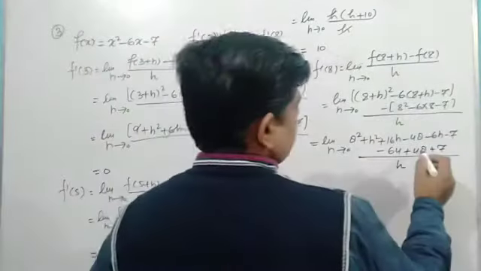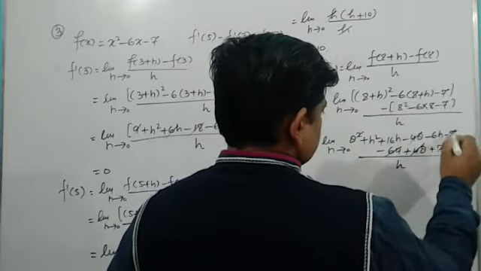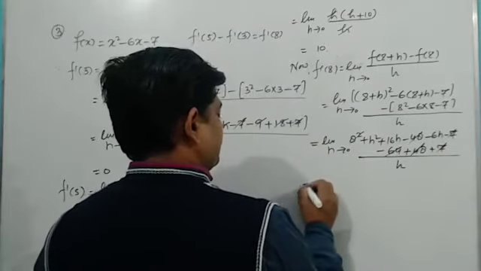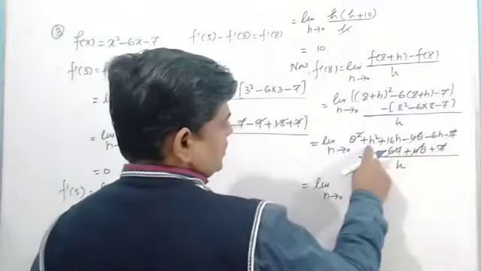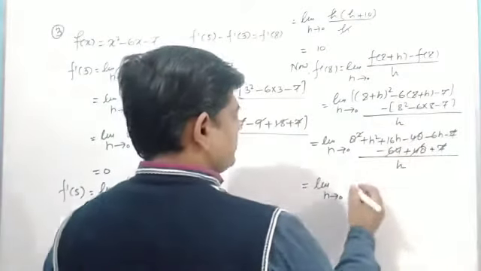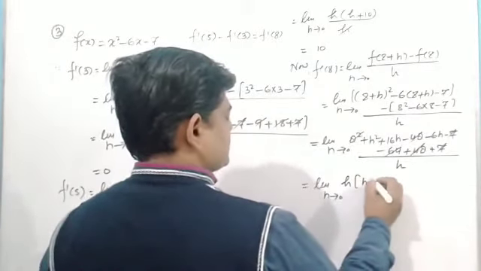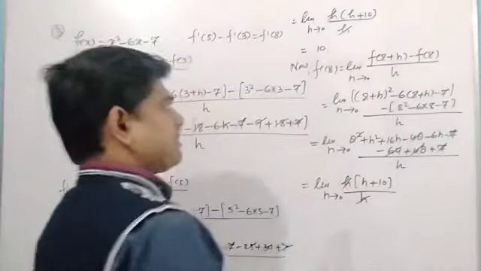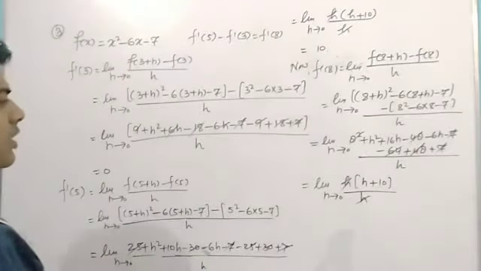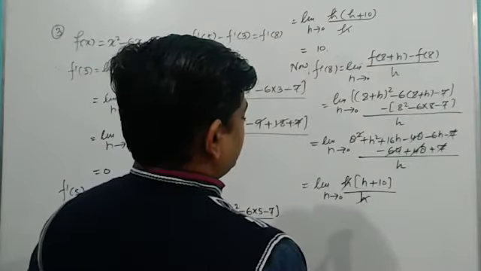You can see here that 64 can be cancelled, 48 cancelled, 7 cancelled. And whatever I am left with, h tends to 0. 16h minus 6h will be 10h. So I'll take h common, I'll get h plus 10, and whole upon h. They can be cancelled.